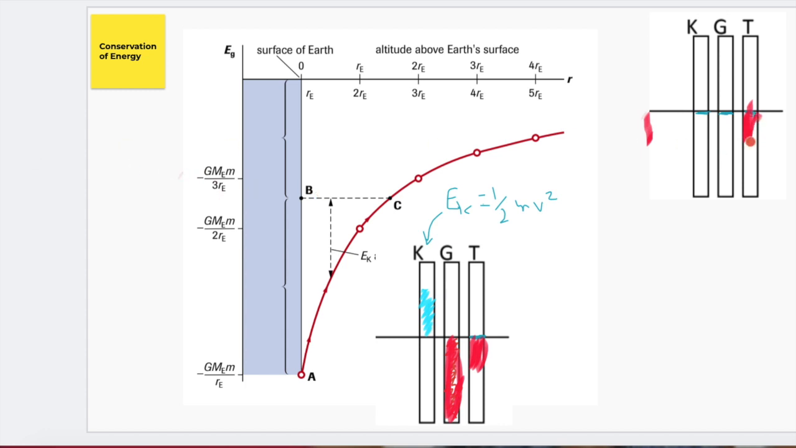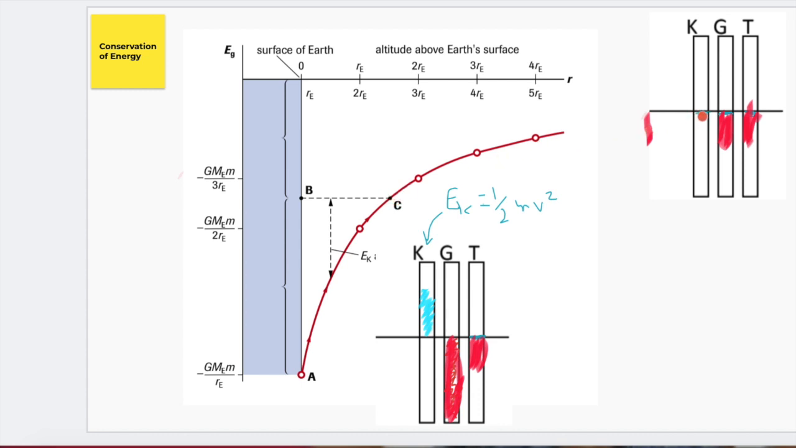Okay, so that one's negative. And the gravitational potential energy is still negative, but it's not as negative as it was before. So that means that I'm up here somewhere, right? Maybe I'm here at point C or something. So I'm able to escape this far, but that's as far as I can go.